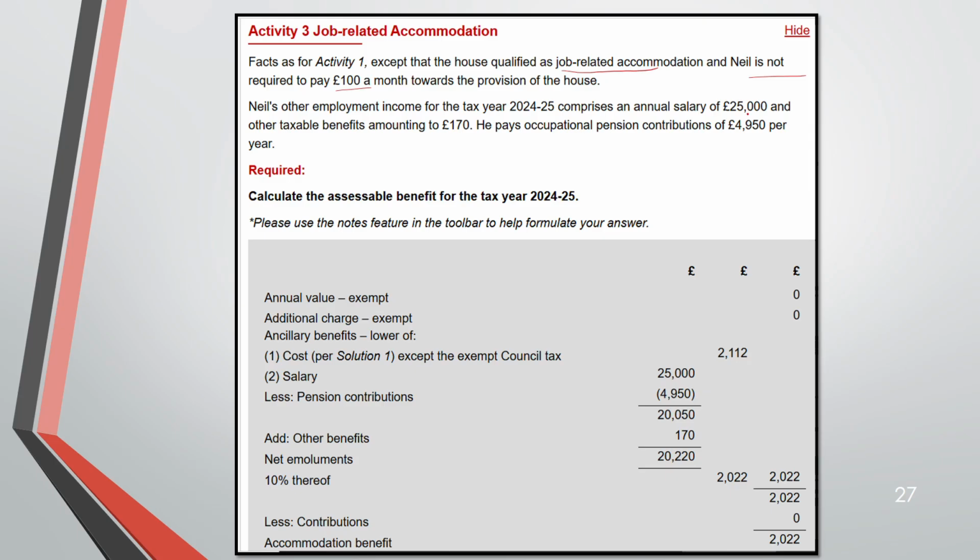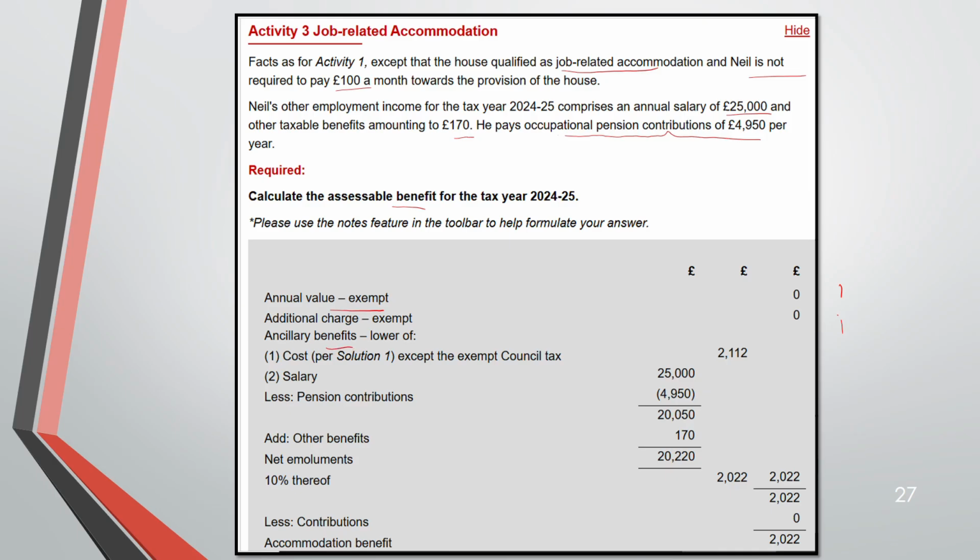Now he has an annual salary of 25,000, a taxable benefit of 170, and pays an occupational pension contribution of 4,950. So now calculate his benefit. Remember, if it's job related, even if the annual value and additional charge are exempt, you have to write it like this. You're going to get 1 mark for this. Annual value exempt, additional charge exempt.